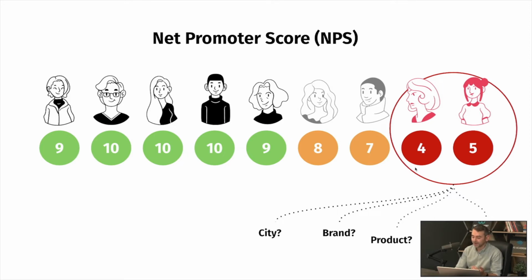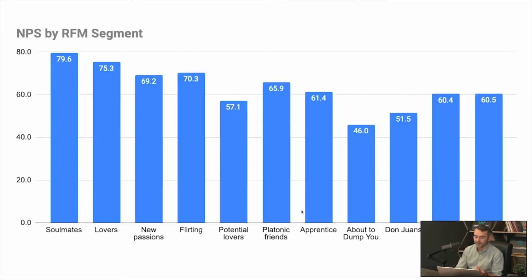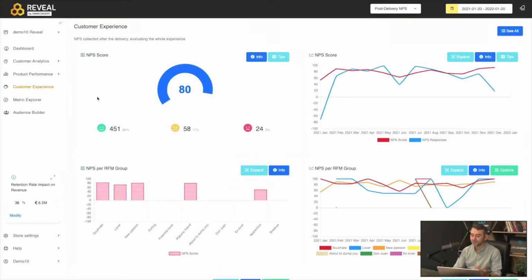For instance, with the detractors, you want to understand the reasons that make them give you such a bad rating. Is it the brand, the product, the service, whatever. And also you need to do NPS by RFM segment. In order to check the NPS by RFM group, you need to go to the Customer Experience tab and look at the NPS by RFM. This is automatically calculated once you run the surveys with Omniconvert.